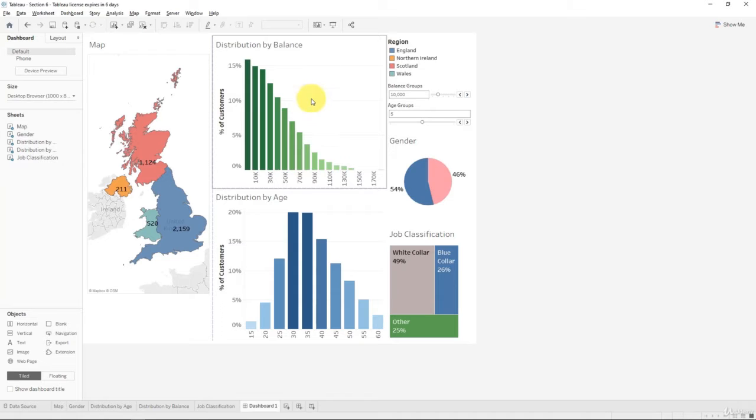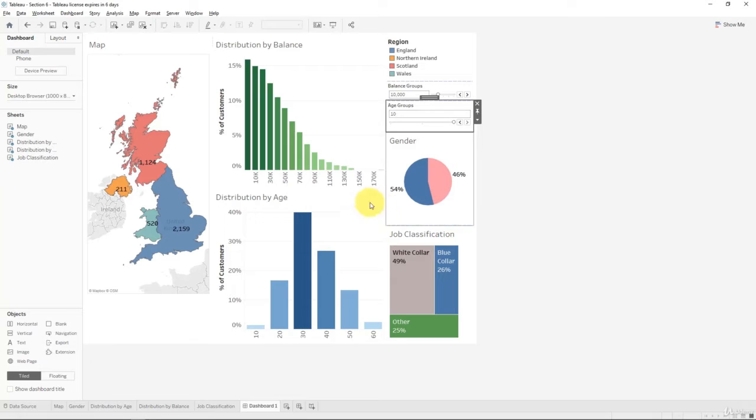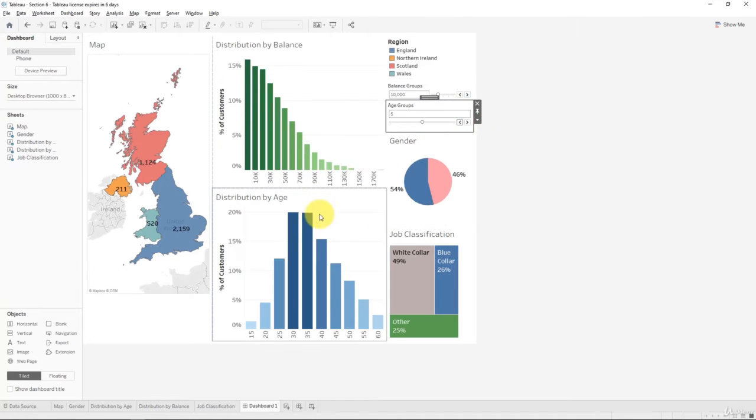Next, the distribution by age is also quite interesting. Here you can see that most of our customers are in their 30s, early 30s and late 30s, and together that's 40%. So if I change this to age groups by 10 years, you'll see that 40% of our customers are in their 30s. And now if we go back, here you can see the gender breakdown, so a bit more males than females, but not that much of a difference. And job classification, mostly white collar, so nearly half, and then a quarter each for blue collar and other.